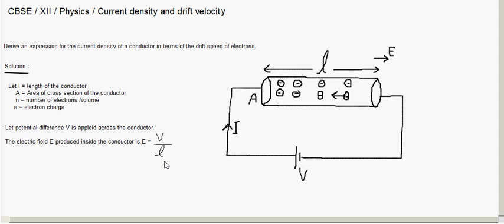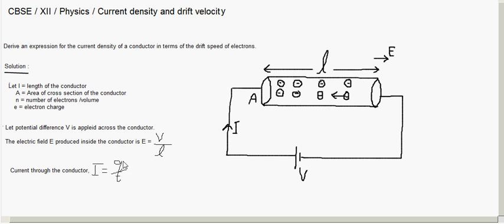Now we need to find out the current. Our first aim is to find out current density, so first we will find out what is the current. The current through the conductor is given by I equal to Q divided by t. This is the definition of current.